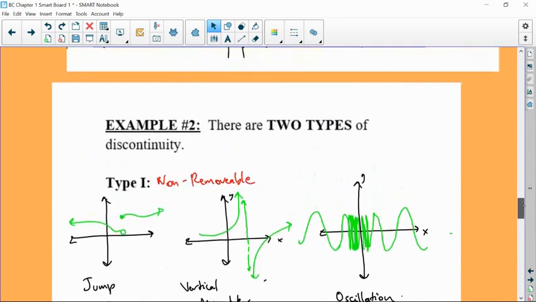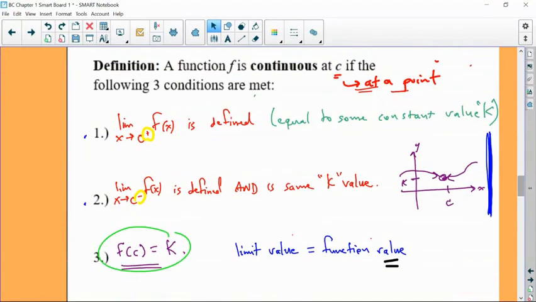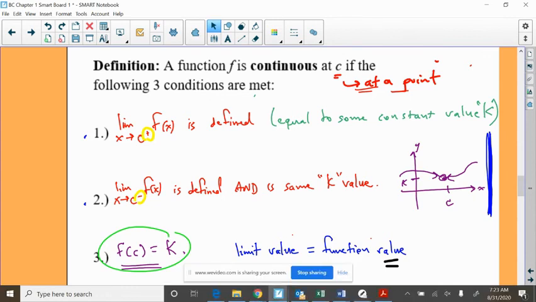We will be using this definition of what it means to be continuous to prove things. So you want to remember, you have to show from the left, show from the right, and show that the function values are all equaling the same thing. And we'll see what happens if one doesn't. Then you can prove that it's discontinuous, and you just have to show that one of them doesn't equal the other two. Okay, so excellent.